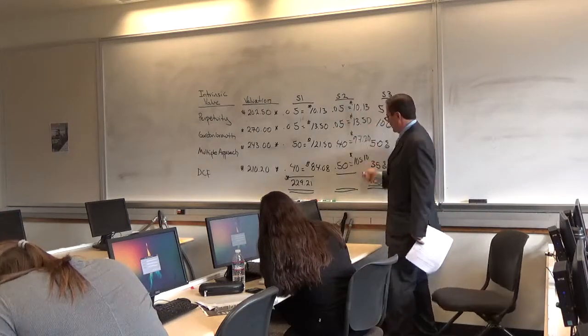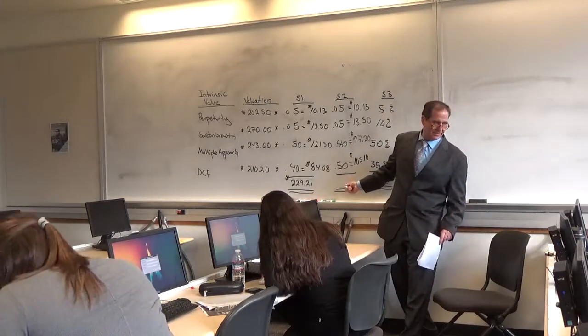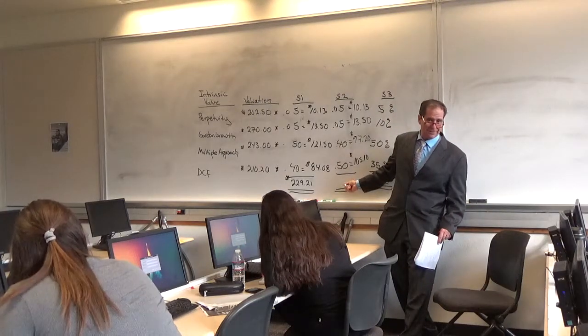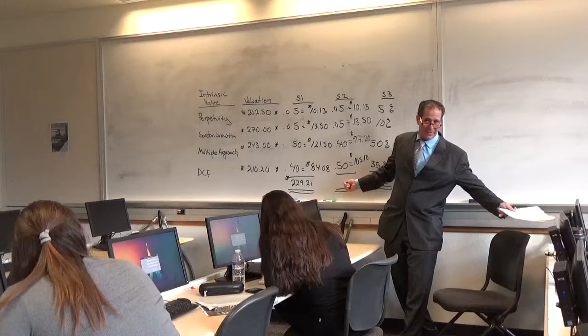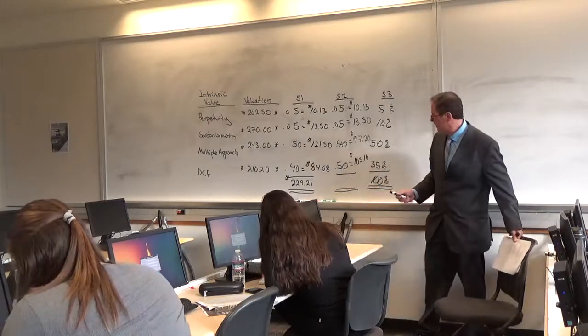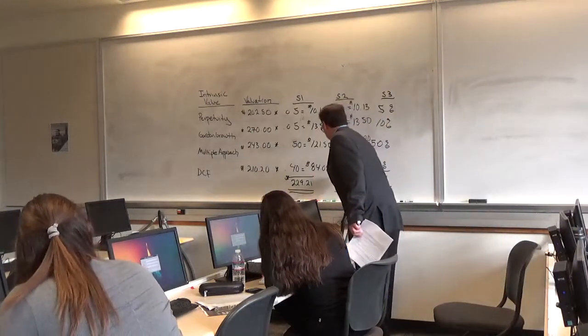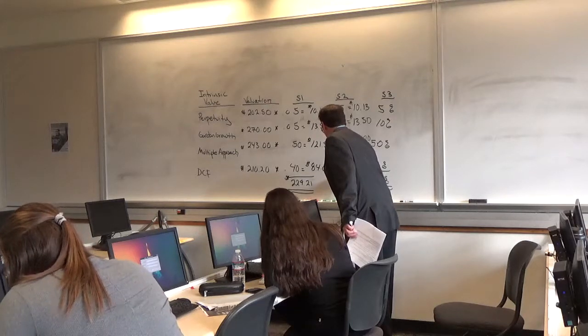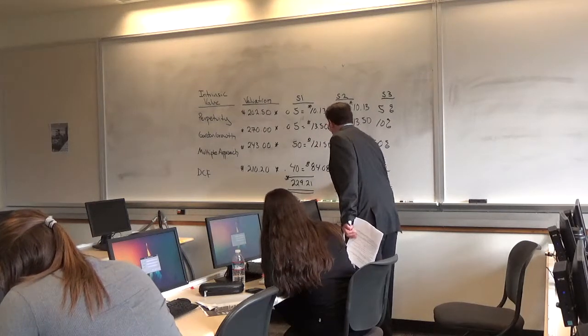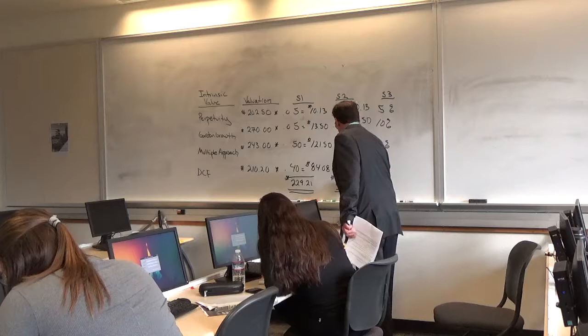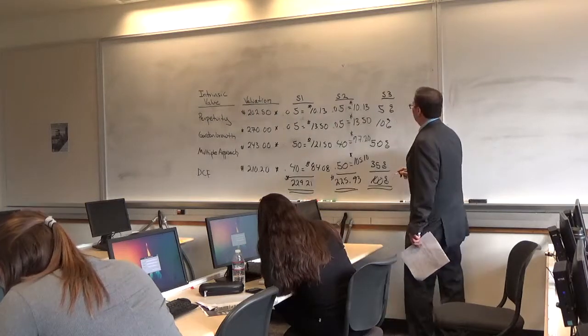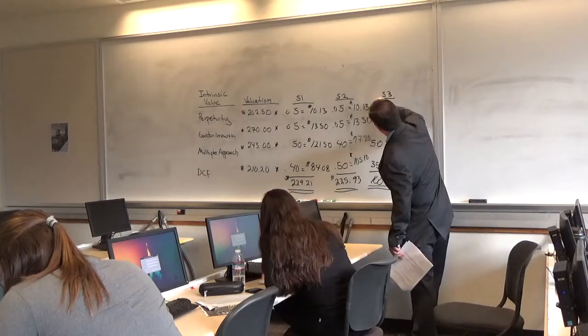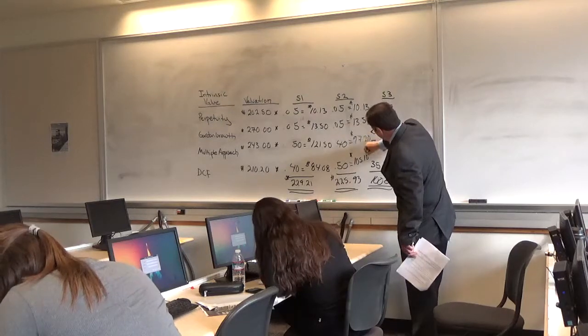Okay, so if you add these up, what are we calculating? The intrinsic value using the weighted average. 225.93, got it. And then we're going to calculate the last scenario.